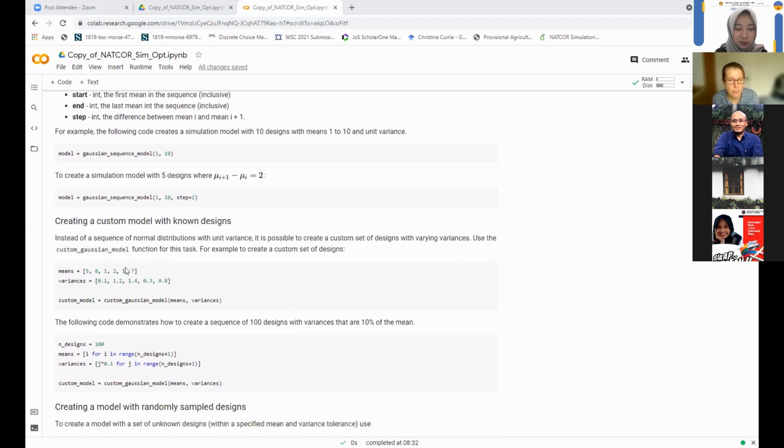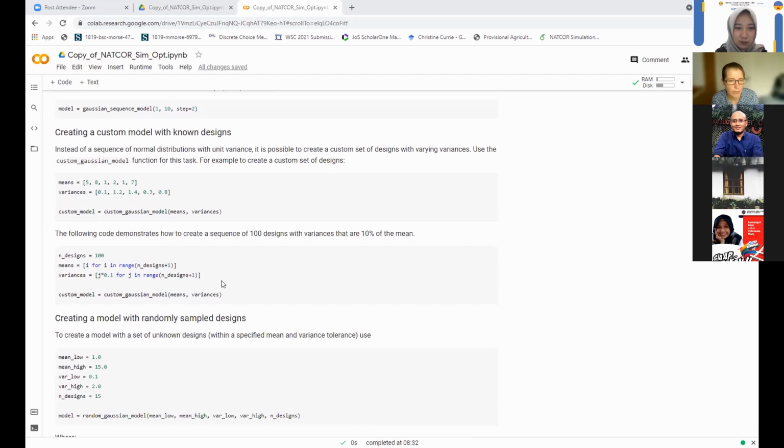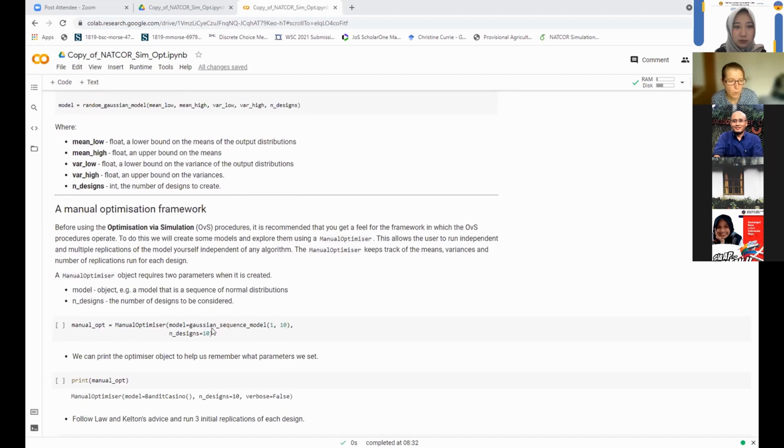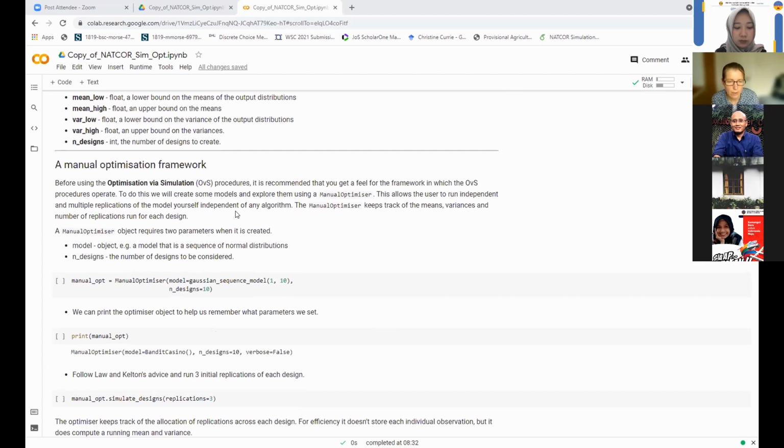There isn't much code to click in this bit, so instead what you've got here is examples of the code and some writing about what's there, and I'd encourage you at some point to go through and read this in a bit more detail as to what the examples mean. What we will start with, before we go into introducing the KN++, the OCBA, etc., is to get a feel for what is going on. So in this part, we're creating some models and exploring them using what we call a manual optimizer.